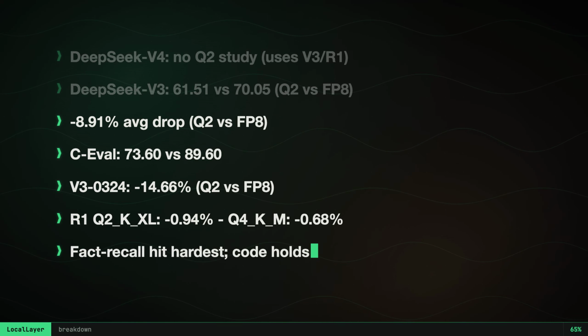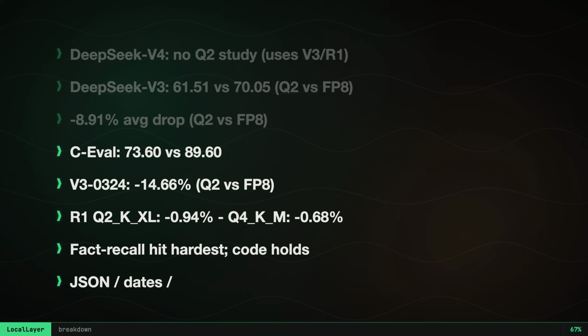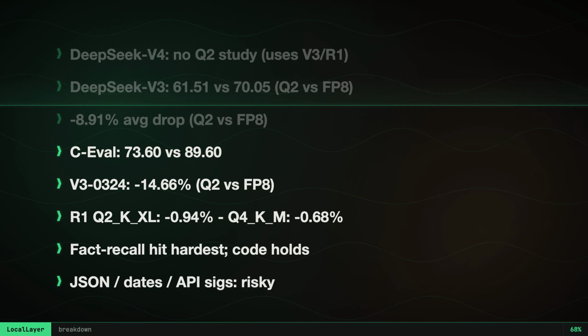Translate that C-Eval gap, and here's what it means day to day. Fact recall tasks degrade hardest. But the model still writes fluent code and holds a conversation. It just gets specific facts wrong more often. A structured JSON extraction task, a specific date, a precise API signature: those are exactly where a knowledge-heavy quantization drop shows up.